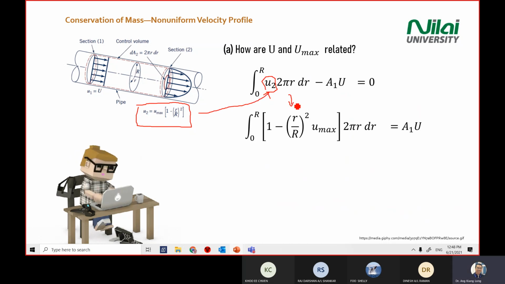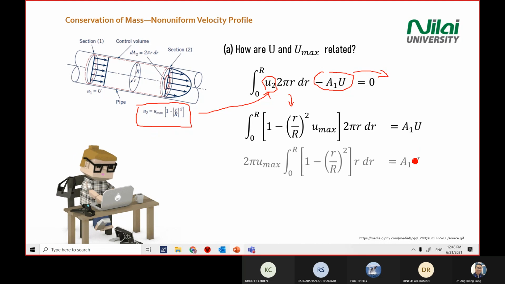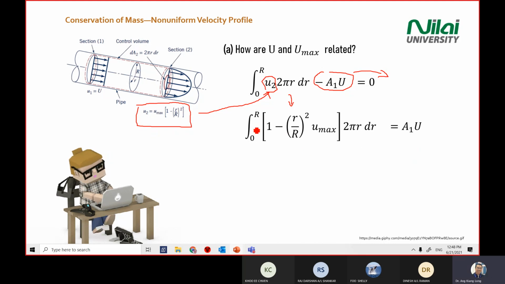You will get this one. Then you move this term to the right hand side. You arrive at this mathematical model. Okay, the rest you need to do the integration steps.